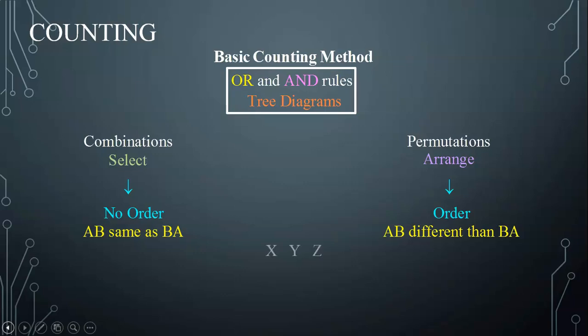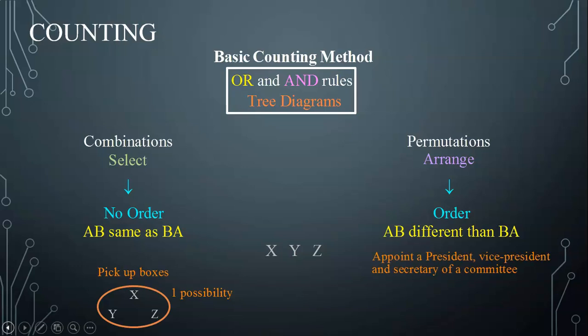For example, if I have 3 people named X, Y, and Z, if I take them to help me pick up boxes, the order they are selected in would not matter, thus forming one possible group to help me with the boxes. While if I wish to appoint from these 3 people a president, a vice president, and a secretary for a committee, then the order would matter, and I would have 6 possible ways to make the appointments, as taking X as president and Y as vice president is not the same as taking Y as president and X as vice president, for example.